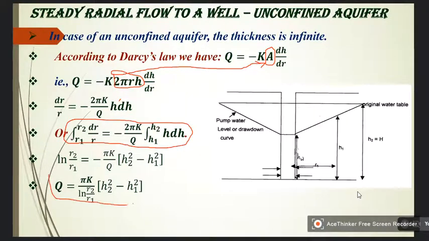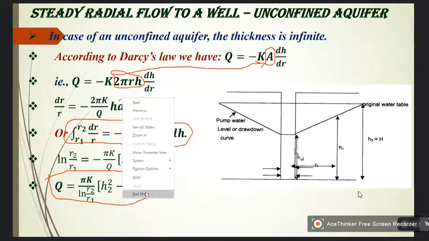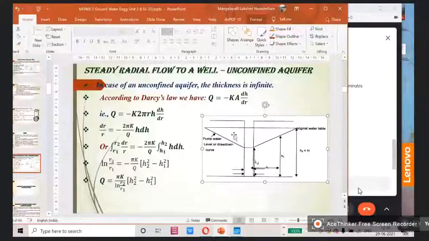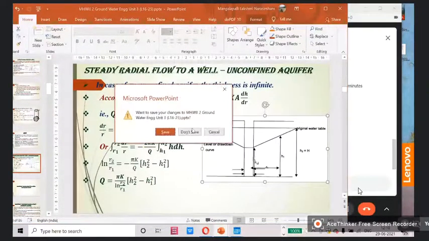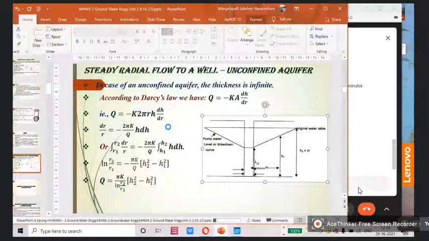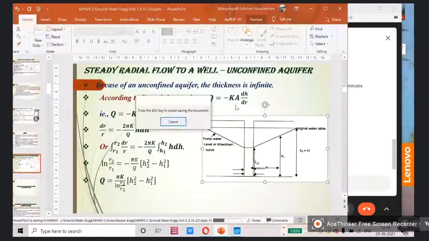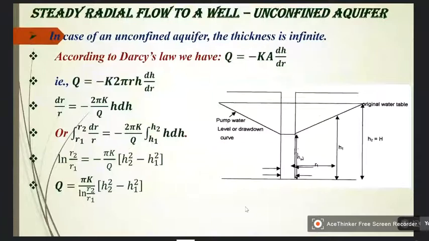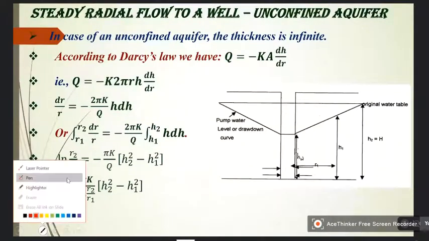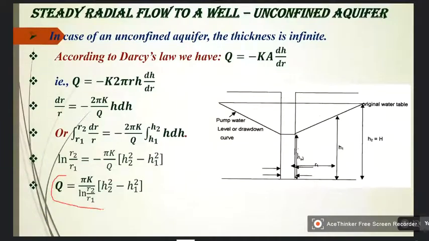Now what I want all of you to do is this. You take Q is equal to minus K 2 pi RH dH by dr, integrate and substitute the limits. So I will close this and all of you do it. I will come back in 5 minutes. Did you all get this equation? Yes, sir. Okay.